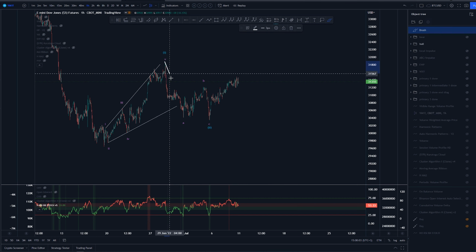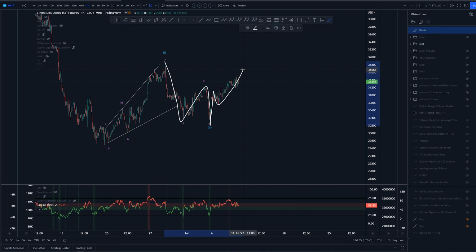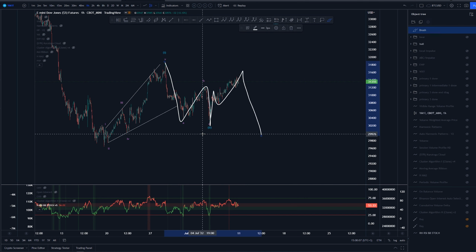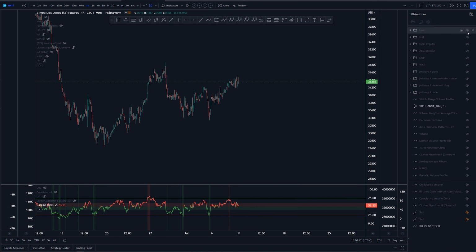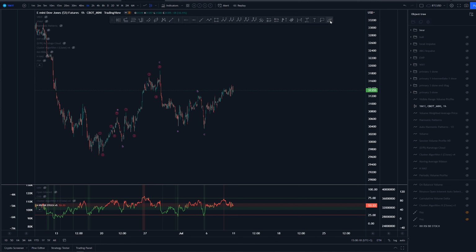Of course, it could be something like this, doing something like this, and then this whole count would still be alive like so. But again, I'm not going to be trading this structure here at all until it gets more clear.